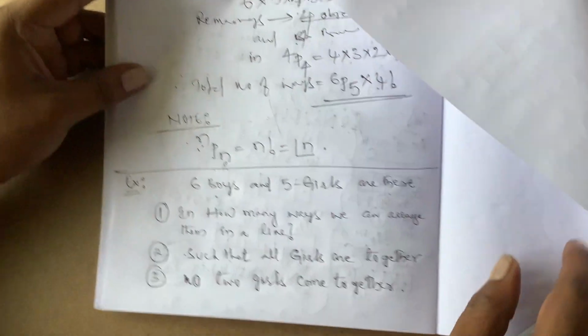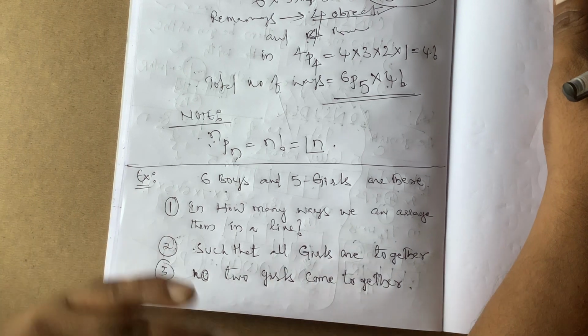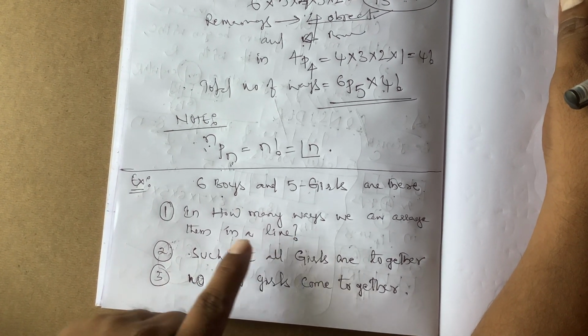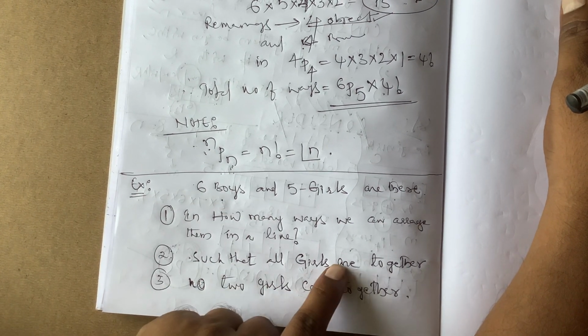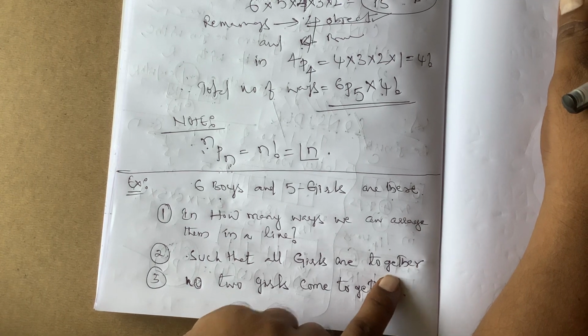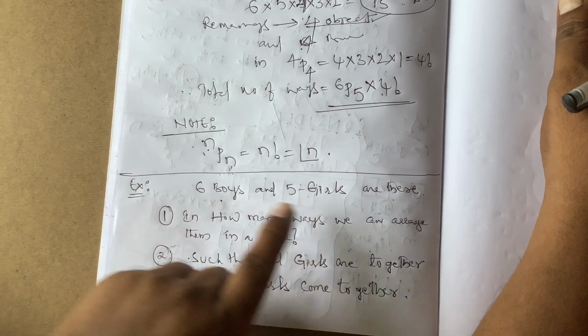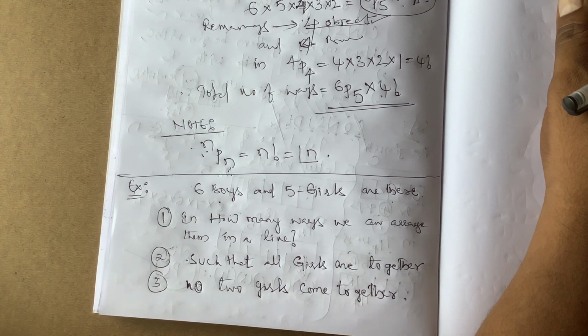So here the bit is: 6 boys are there, 5 girls are there. In how many ways can we arrange them in a line? That is the first bit. In how many ways can you arrange 6 boys and 5 girls such that all girls are together? That is the next bit. In how many ways can you arrange them such that no two girls come together? That is the third bit.